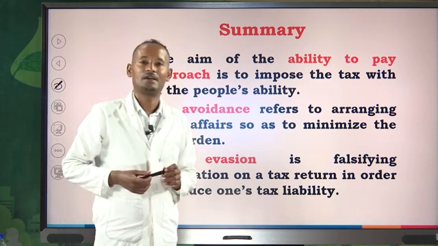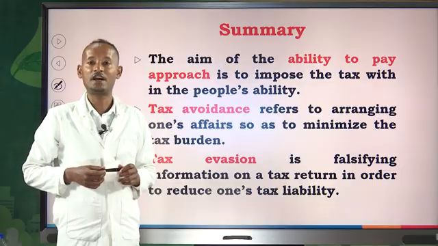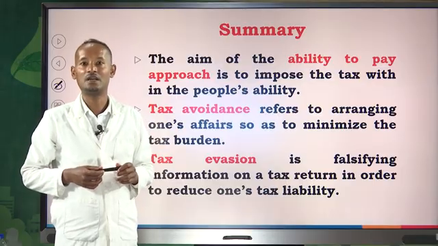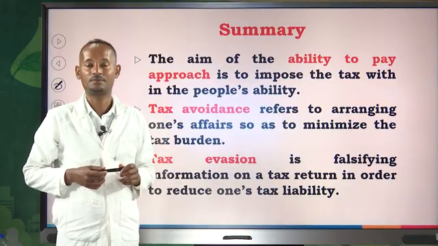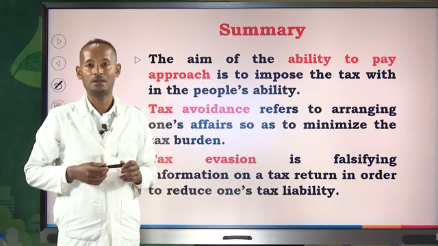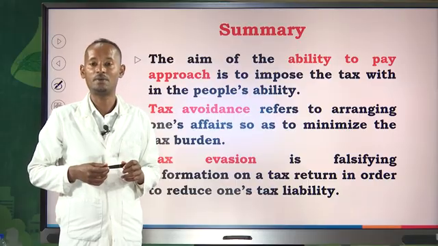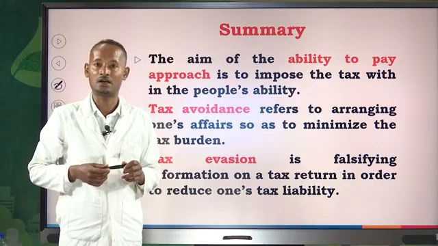Students, let's summarize the day's lesson. The aim of the ability to pay approach is to impose the tax within the people's ability. That means those individuals who can pay more taxes should pay more tax, and those individuals who cannot pay more taxes should pay less tax.